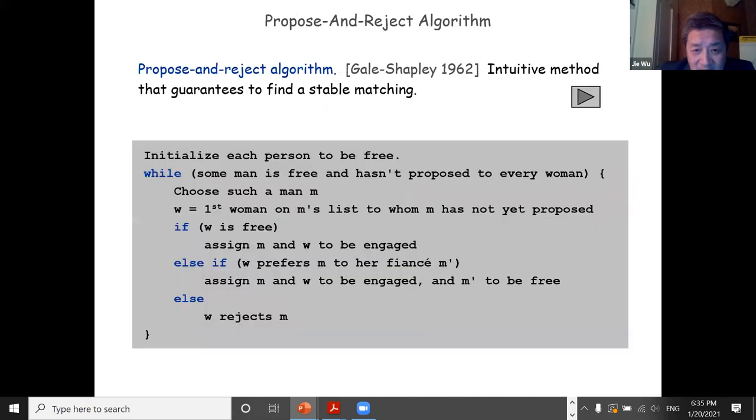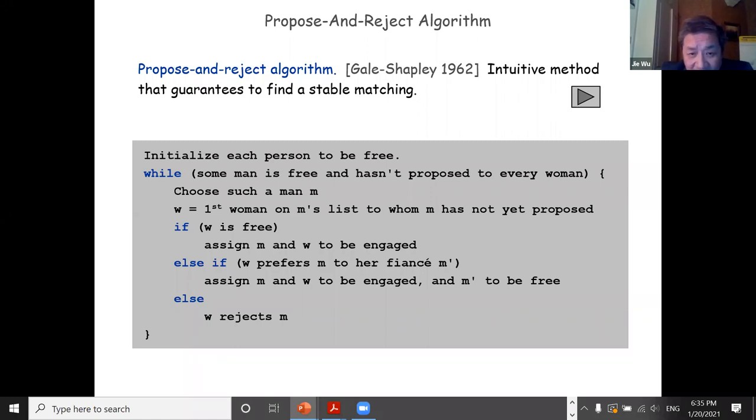So I'll skip this one. Let's just look at the algorithm. That's called the Gale-Shapley algorithm. It was proposed in 1962, a long time ago, almost 60 years ago. But its authors more recently got the Nobel Prize. Initially, people didn't realize its importance.